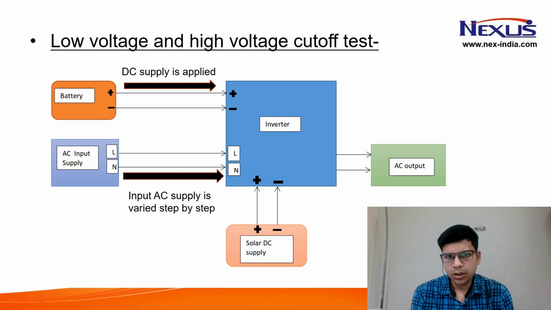For that, first we are decreasing the AC input voltage step by step from a certain value, and we are taking the reading at that step at which the inverter will shift to the battery. And for checking the higher limit, we will increase the AC input voltage from a certain value step by step, and we will be taking the reading at that step at which the inverter will shift to the battery. So after taking these two limit values, the test will get concluded.